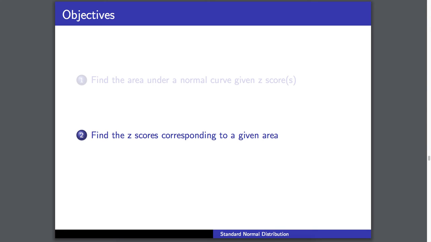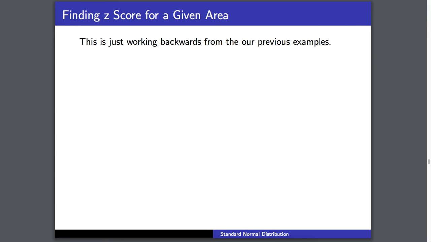All right, in this video, we're going to look at finding z-scores that correspond to a given area. So we're going to be working backwards from what we did in the previous couple videos. Again, just in this case, instead of finding the area knowing what the z-scores are, we're going to find the z-scores knowing what the area is.